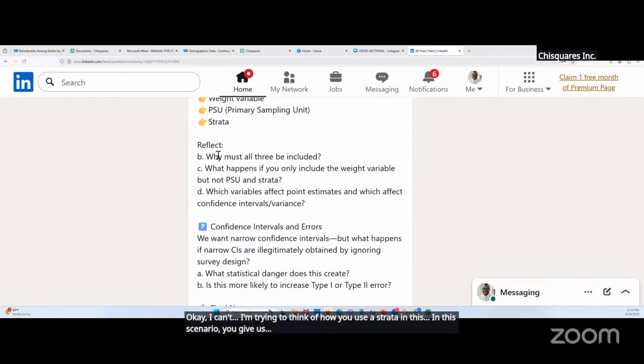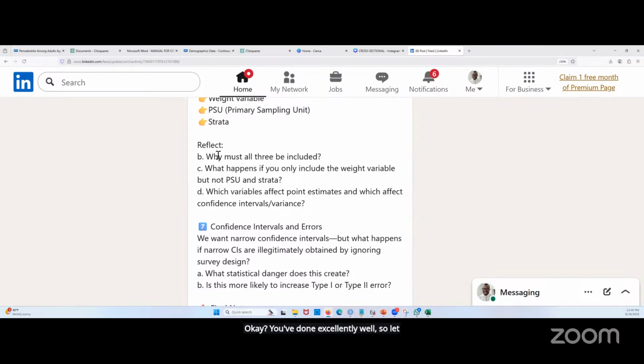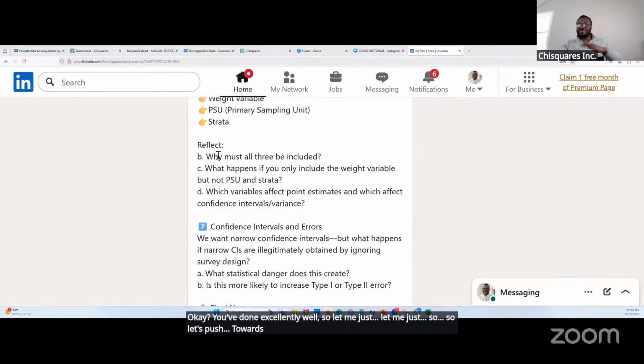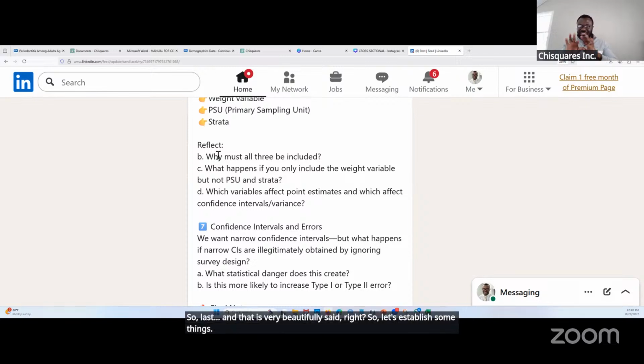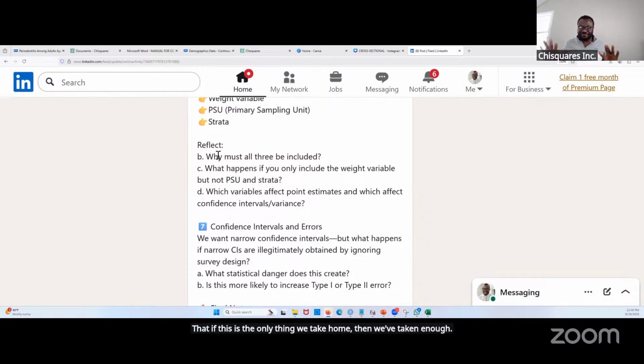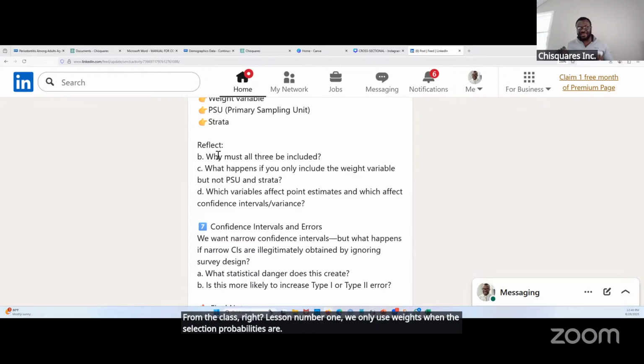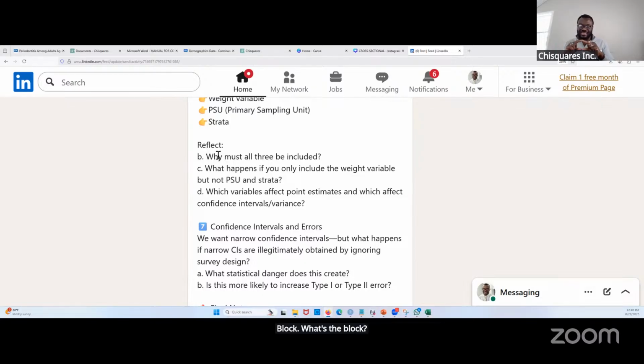Can't really. Okay. You've done excellently well. So let's push towards the final line. But you've already said it, right? And that is very beautifully said, right? So let's establish some things that if this is the only thing we take home, then we've taken enough from the class, right? Lesson number 1, we only use weights when the selection probabilities are blank. What's the blank? That's a very, very key word we want to remember. If selection probabilities are blank, then weights are needed. What's blank? It starts with the letter U.